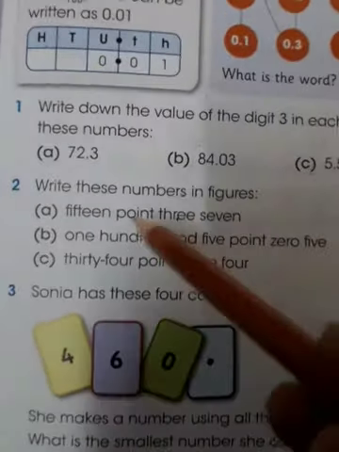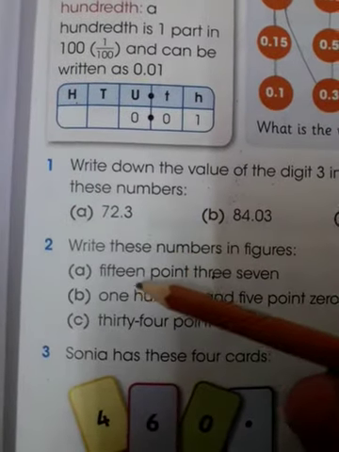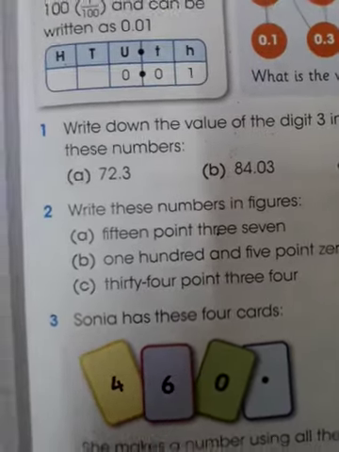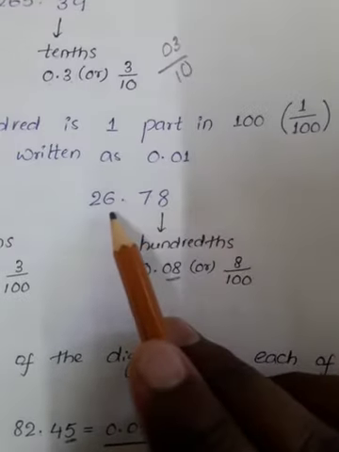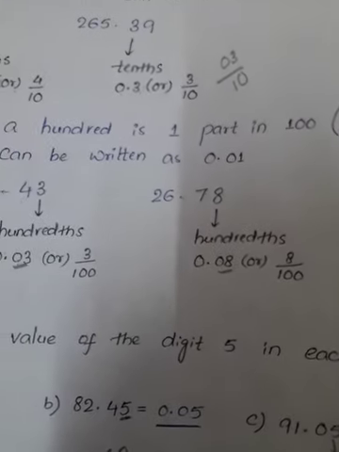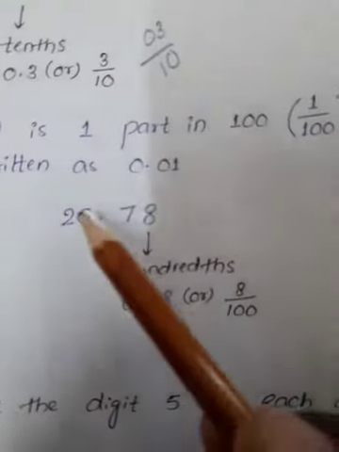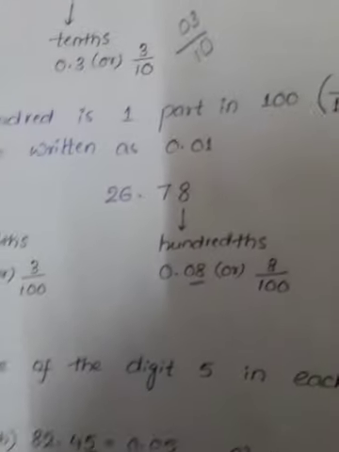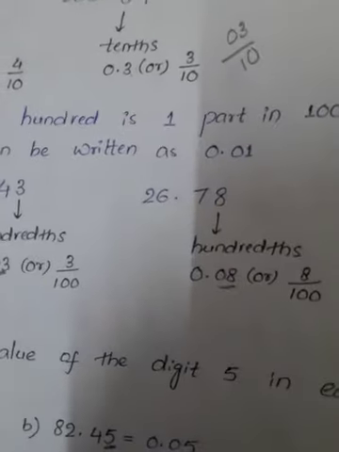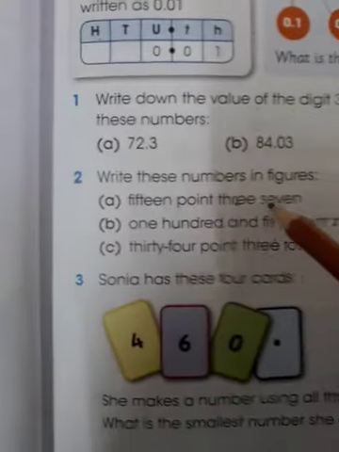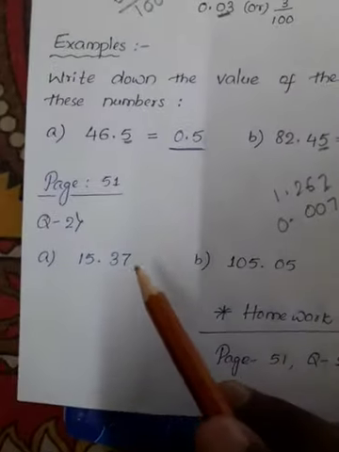Question number 1. Write these numbers in figures. What is this one? 15.37. Remember, after the decimal, we cannot say all the numbers together. Like here, I cannot say 26.78 as seventy-eight, because after the decimal, the values are less than 1. We cannot say 78. If you say 78, that's totally wrong. We should pronounce 26.78 digit by digit. Similarly here, 15.37. Write it this way.